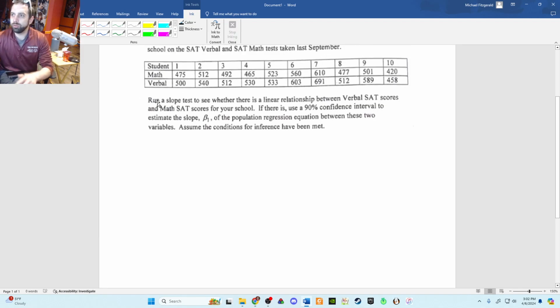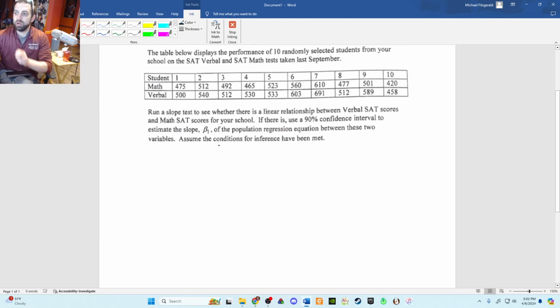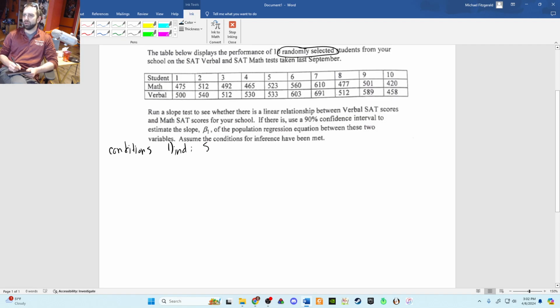Conditions. One is the independence condition. Since we see here that we have 10 randomly selected students, a simple random sample checks that box. If that's not the case, we must assume, or we can reasonably assume, that one's math and verbal scores don't influence another's verbal and math scores.